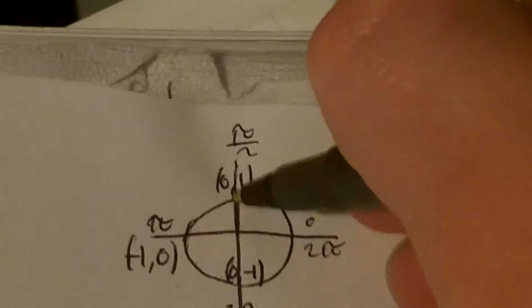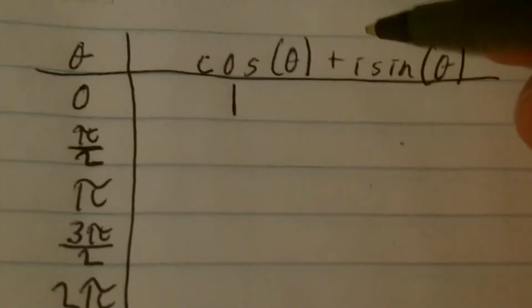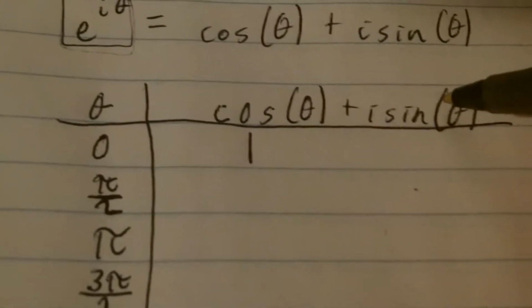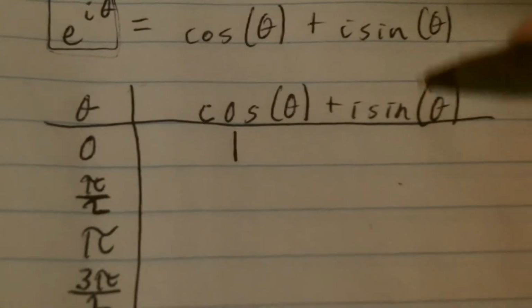The cosine value of pi over 2, that's the x-coordinate, so 0. And then we have plus i sine of pi over 2. Sine of pi over 2, we can see from the same diagram, is equal to 1. So basically we get 0 plus 1 times i, or just i.